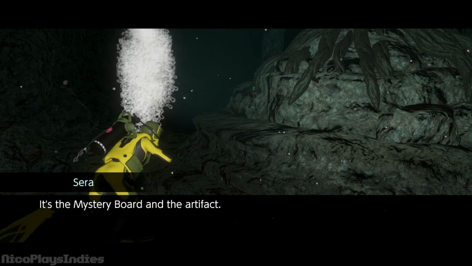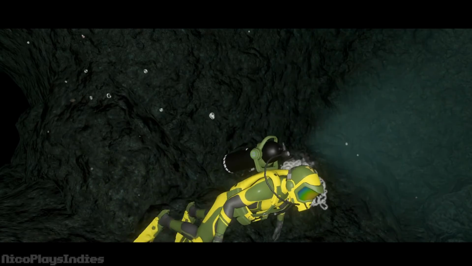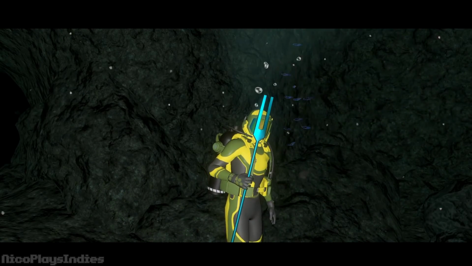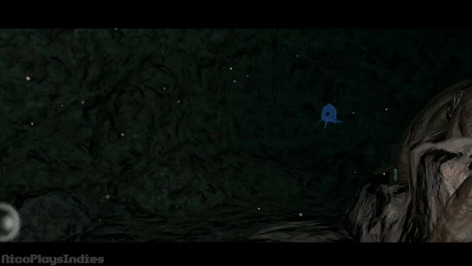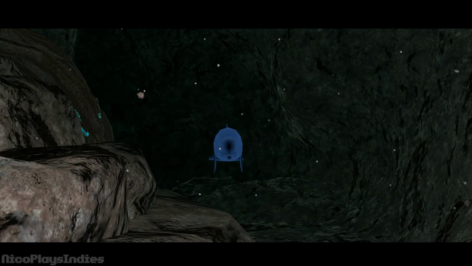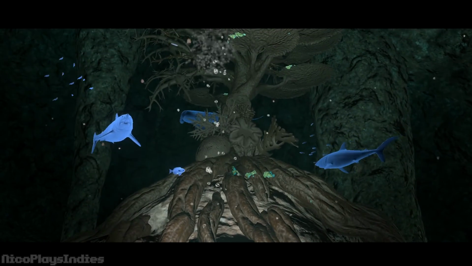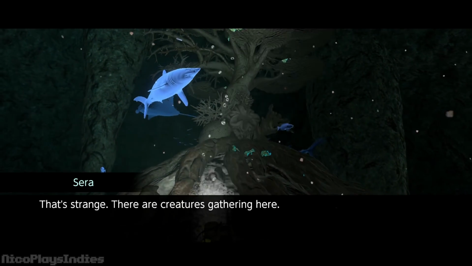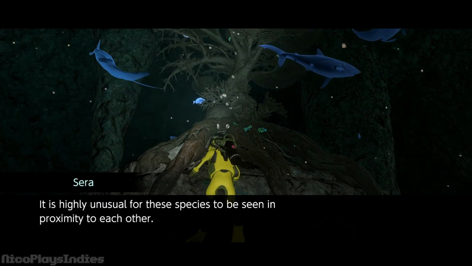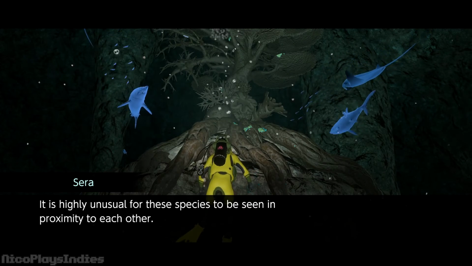It's the mystery board and the artifact. That's strange. There are creatures gathering here. It is highly unusual for these species to be seen in proximity to each other. Look.